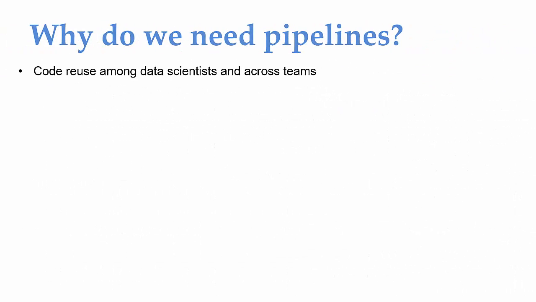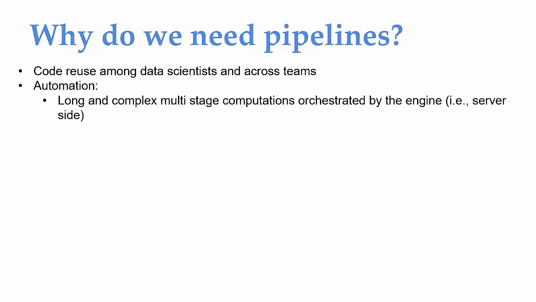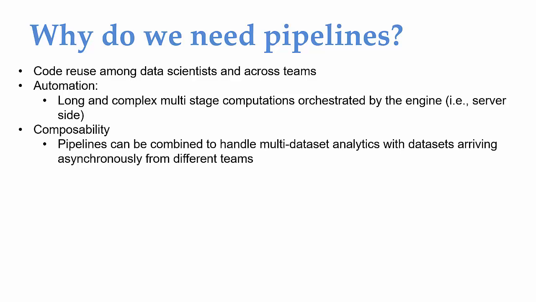Then why do we need pipelines? Of course, we need pipelines for code reuse among data scientists and across teams. We need them for automation because we have long and complex multi-stage computations, and we want these computations to be orchestrated by the engine, which means we want essentially to have a debugged pipeline committed to the cloud and executed in an unattended mode on the server side.